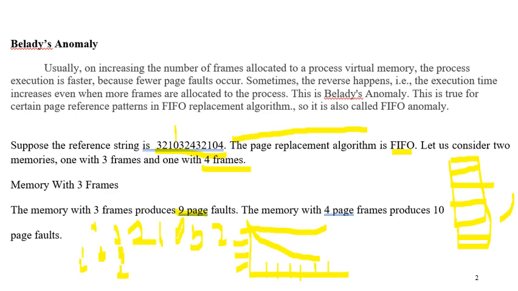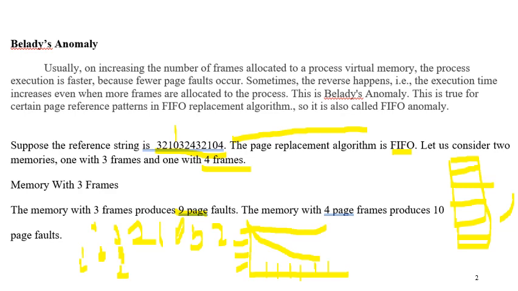So algorithms that suffer from Belady's anomaly, that doesn't mean that the number of page faults will always increase when increasing the number of frames in the main memory. This unusual behavior is observed only sometimes, not every time.